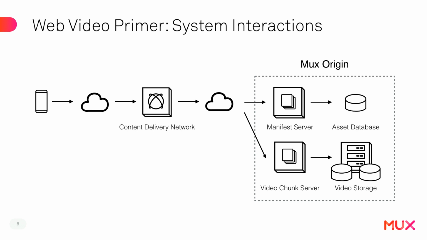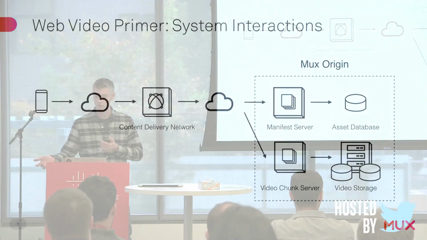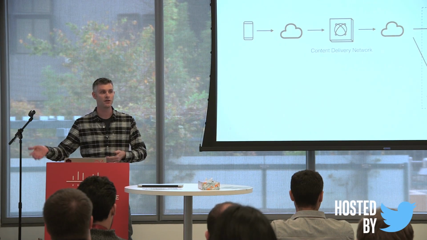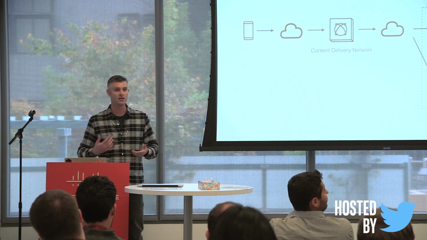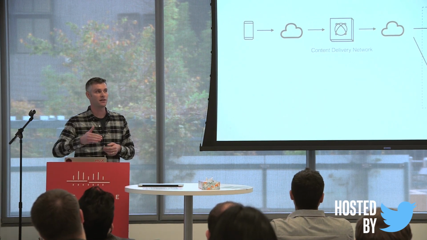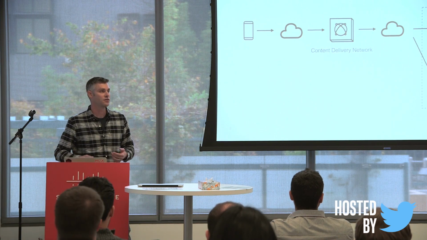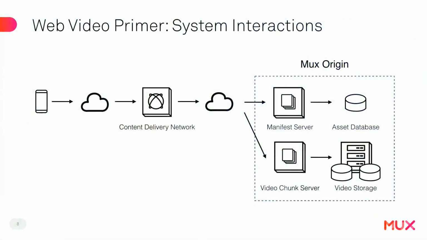So Mux performs just-in-time transcoding of video, which means that in the case of a cache miss, we'll actually read the high-quality video mezzanine chunks from storage at request time, transcode them, and stream the transcoded bytes out through the content delivery network using HTTP chunk transfer encoding back to the client and cache them at the CDN to service future requests. So this is very different from how most video services worked in the past.